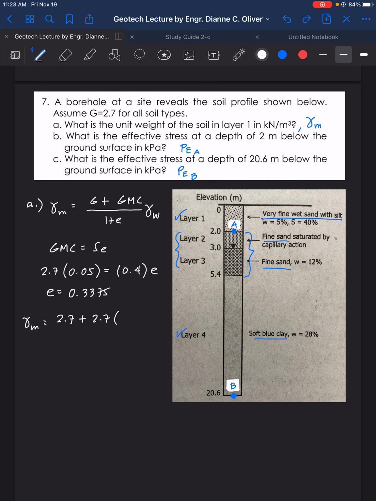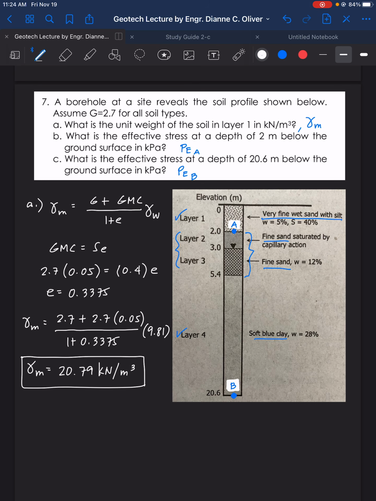So, from the formula, gamma M is equal to 2.7 plus 2.7 times MC, MC is 0.05, all over 1 plus 0.3375, times 9.81. So, gamma moist is equal to 20.79 kilonewton per cubic meter. So, that's for letter A.